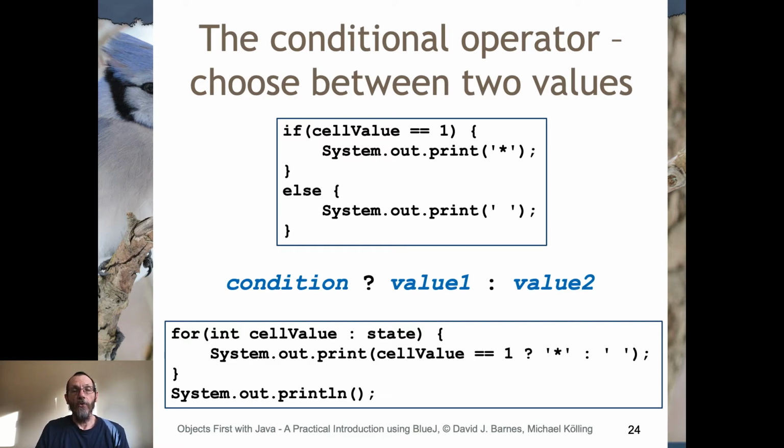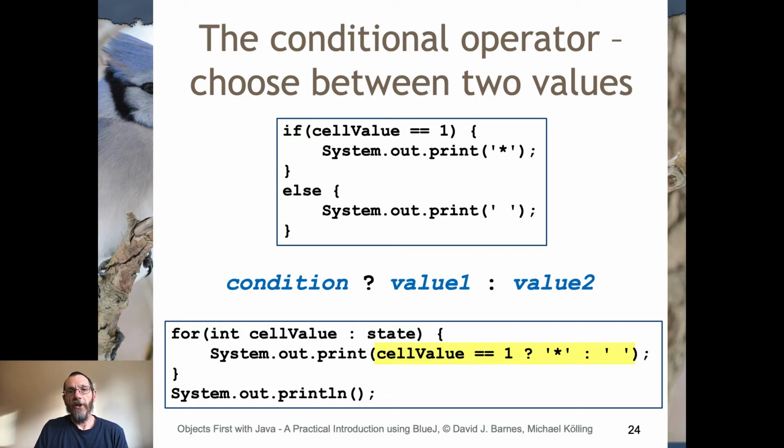That's quite a lot of code in order simply to print either one character or another character. And there's an operator in Java that allows us to more concisely express the selection of one value or another based upon a Boolean condition. So this is called the conditional operator, and we can see that that whole if statement can be expressed much more concisely by looking at the parameter of the print call in the code at the bottom of the slide.